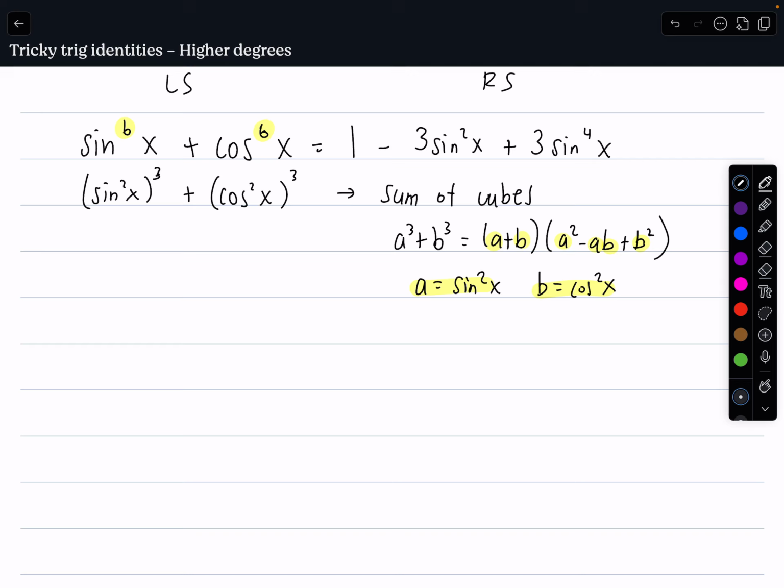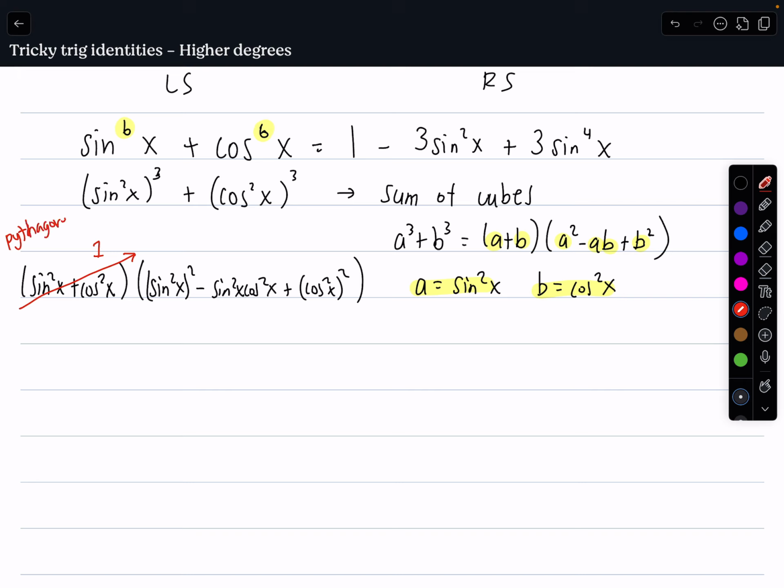So let's unlock that. We have a plus b, so it's going to be sine squared x plus cos squared x, times the bracket sine squared x squared minus sine squared x cos squared x plus cos squared x squared. All I did was use that sum of cubes. Now, with this, I know using the Pythagorean identity that sine squared x and cos squared x are just going to give us 1.